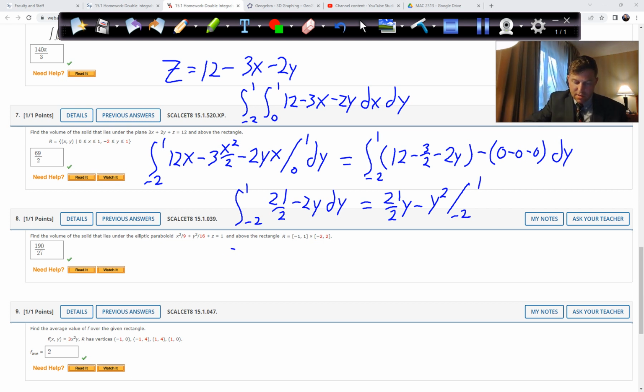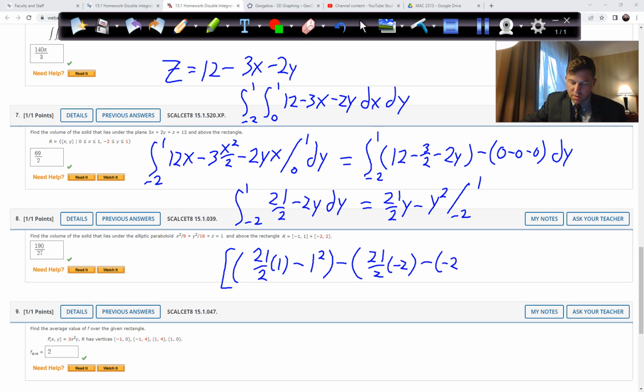So we get 21 over 2 times 1 minus 1 squared minus, plug in the minus 2, 21 over 2 times minus 2 minus minus 2 squared. And again, I'll leave the intermediate algebra steps to you. If you do this correctly, you should get 69 over 2. Problem 7.